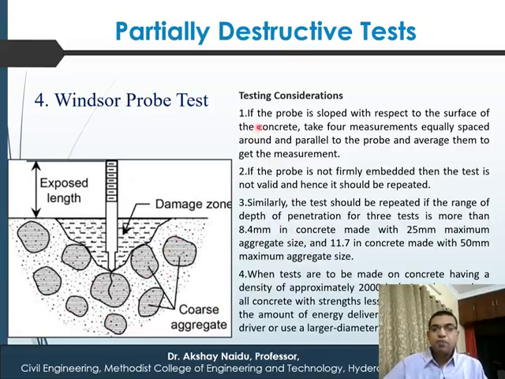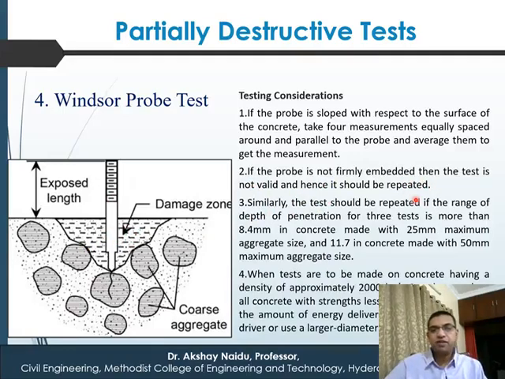Now, if the probe is sloped with respect to the surface of the concrete, take 4 measurements equally spaced around and parallel to the probe and average them to get the measurement. Generally, the probe should penetrate perpendicular. If it is inclined in any way, then we have not got the proper reading. The test was not accurately performed, or there must have been an obstruction here of a very strong aggregate or something like that. So if the probe is not firmly embedded, then the test is not valid and hence it should be repeated.